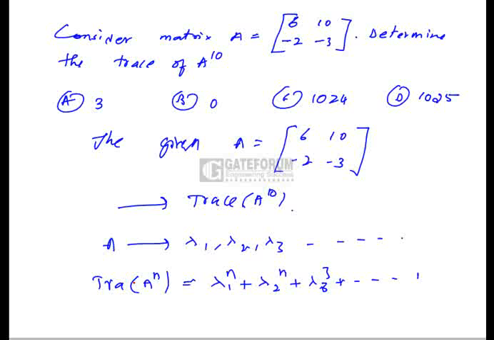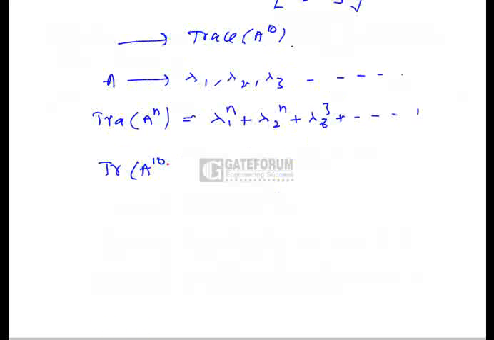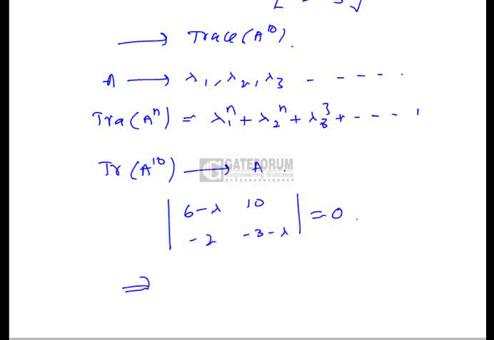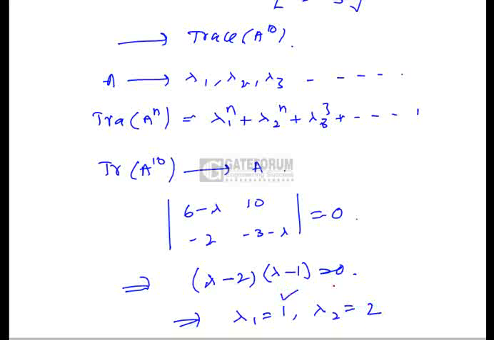Now in order to find the trace of A^10, first we have to find the eigenvalues of A. In order to find the eigenvalues, we'll consider the determinant of [6 - lambda, 10; -2, -3 - lambda] equal to 0, which is nothing but the characteristic equation. If we simplify this, we'll get (lambda - 2)(lambda - 1) equal to 0, which is nothing but lambda 1 equals 1 and lambda 2 equals 2. That is, the eigenvalues are 1 and 2.